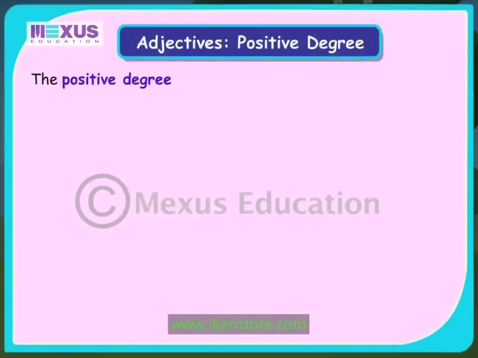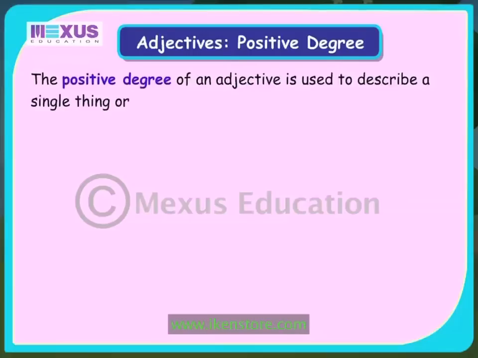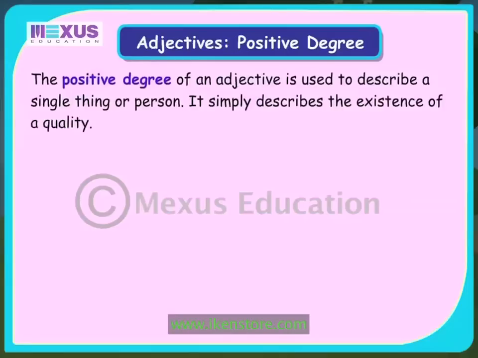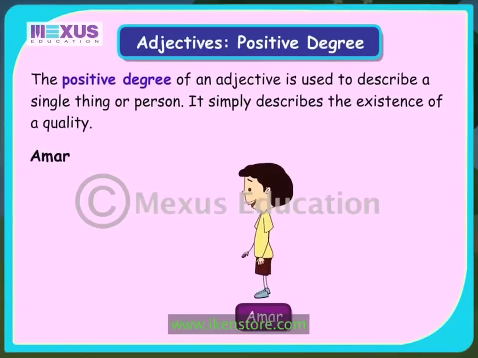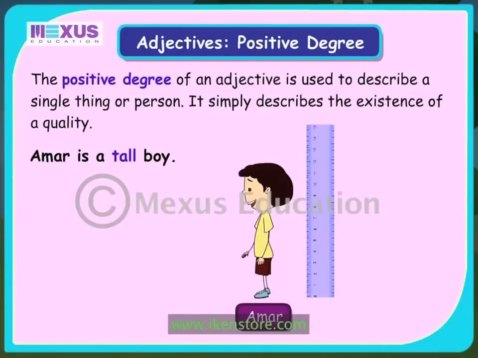The positive degree of an adjective is used to describe a single thing or person. It simply describes the existence of a quality. Let us look at the following example. Amar is a tall boy. Here, the adjective tall refers to the positive degree. It shows no comparison in the quality of height. The sentence simply states that Amar is tall.